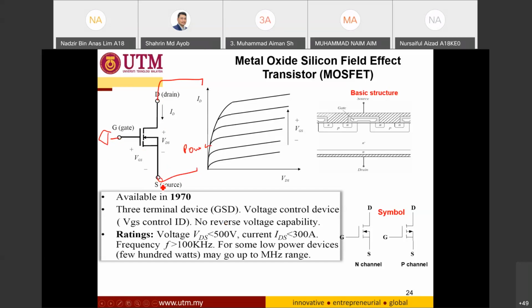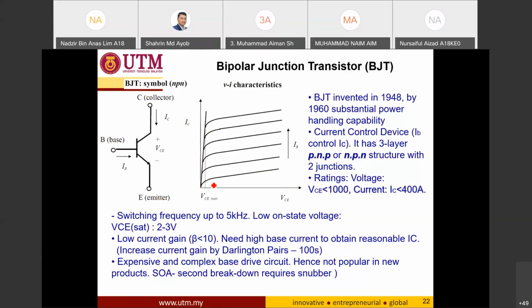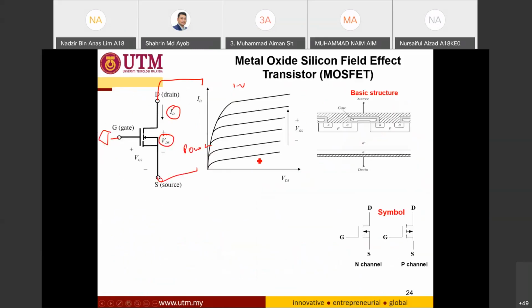This is the IV characteristic of the MOSFET, ID versus VDS. Unlike the BJT, which as you can see here has many curves, the BJT is controlled by the current. The characteristic of the BJT is controlled by IB, so if you increase the IB, you have a different characteristic. But for the MOSFET, the characteristic depends on the VGS, the voltage across gate and source.